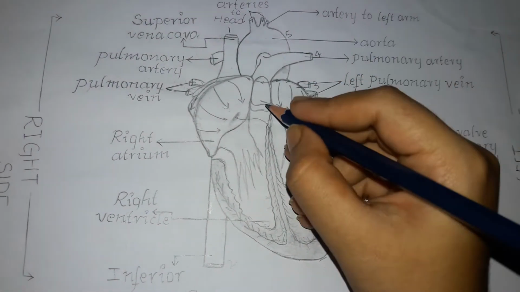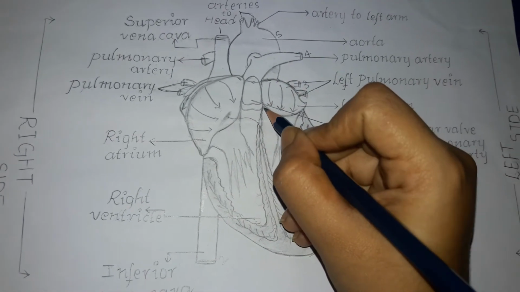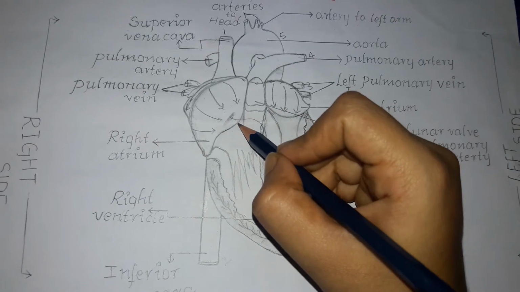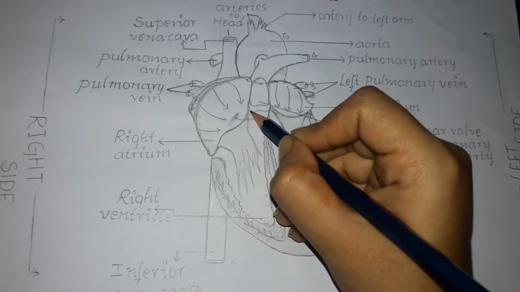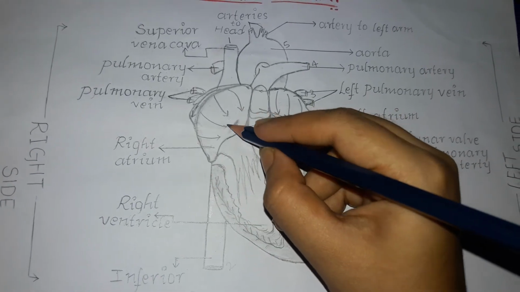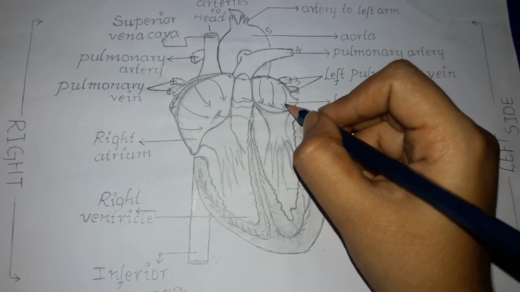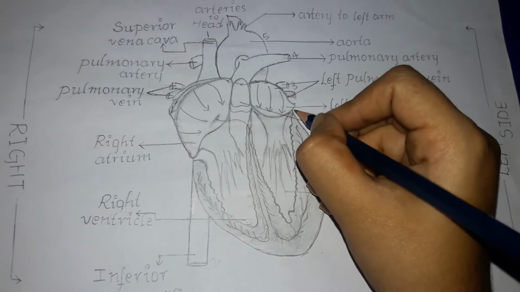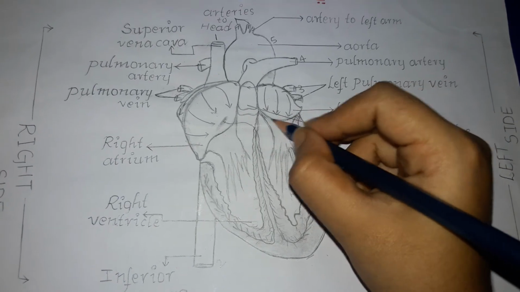First, the right atrioventricular septa. This septa is called the right atrioventricular septa, which separates atria and ventricle. And second one, the left atrioventricular septa. Here you can see this one, the second one.